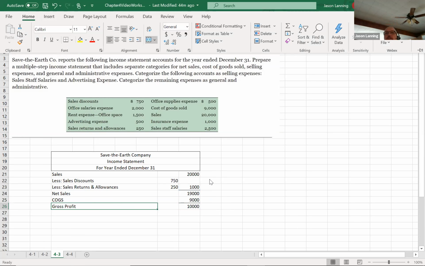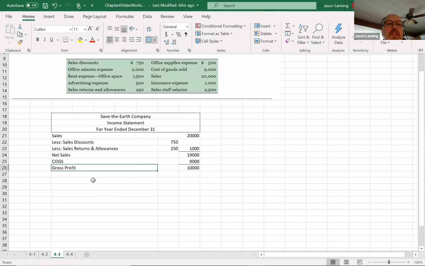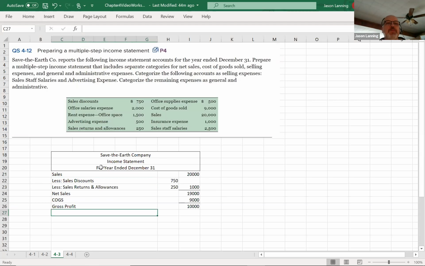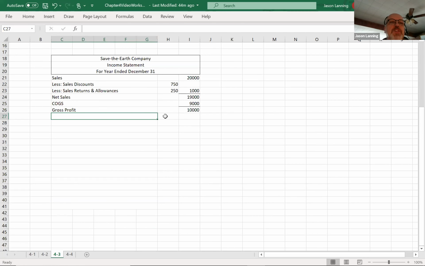So now we know what gross profit is. This is the full revenue side of the income statement, so now we're going to look at the expense side. It tells us here: net sales, COGS, selling expenses. Selling and general administrative are going to be the two subcategories of expenses that we have. So we'll start with expenses, and then underneath, we'll start with selling.